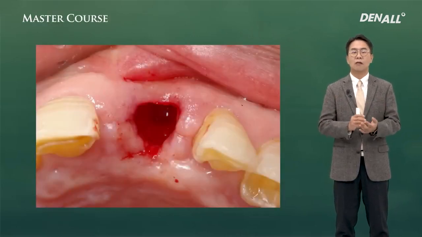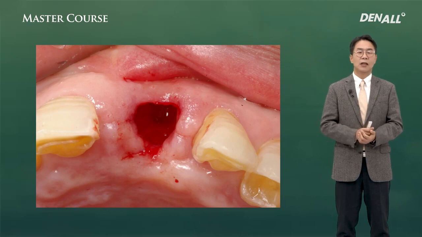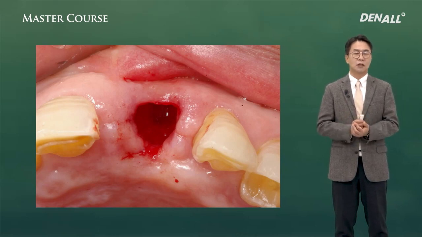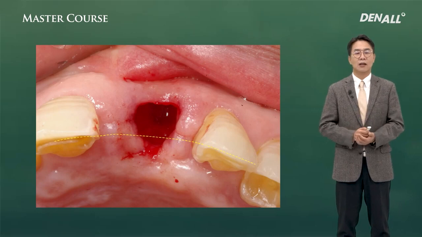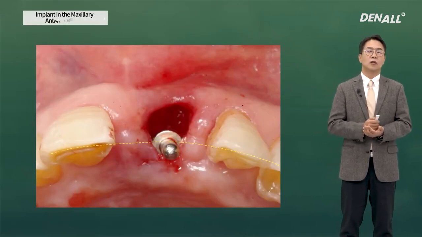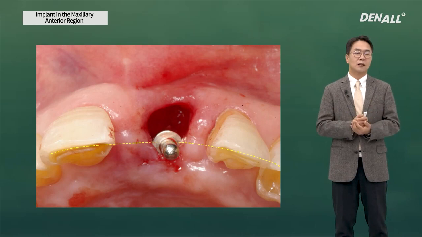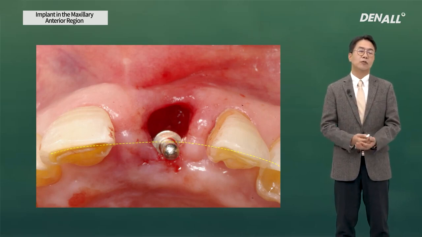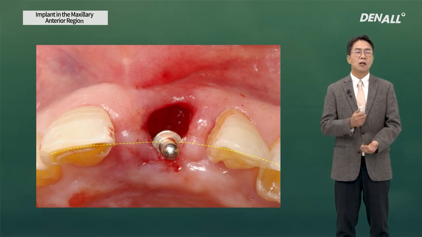After extraction, if we place the implant immediately, where does it need to be positioned? That's very important. You need to have the information. It should be palatally positioned compared to the incisal line to be most safe. So this is how it was placed.